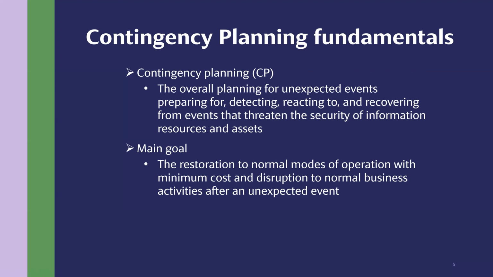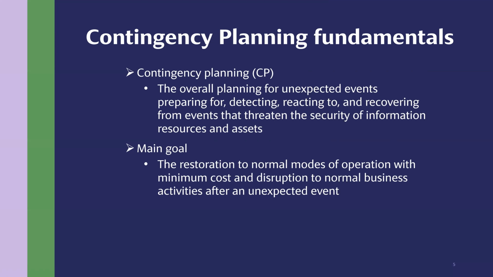So what is the actual definition of contingency planning? It is an overall planning for unexpected events. We saw the case of iPremier. In the case of iPremier, the company suffered a distributed denial of service attack, and this attack is the unexpected event. So first, you need to be prepared. And once the attack has happened, you need to detect, you need to react, and finally, you need to recover from those events which threaten the security of information resources and assets.